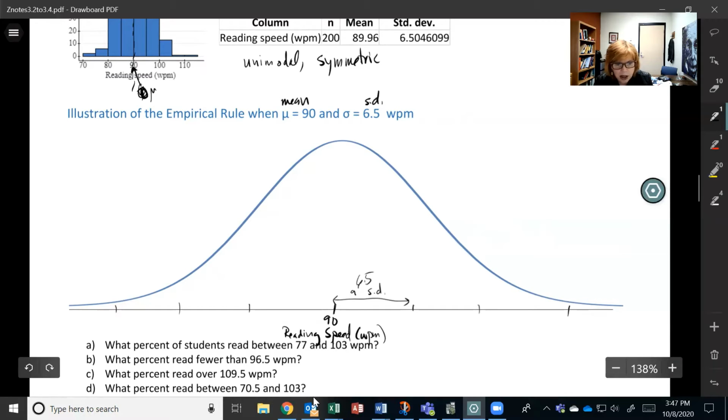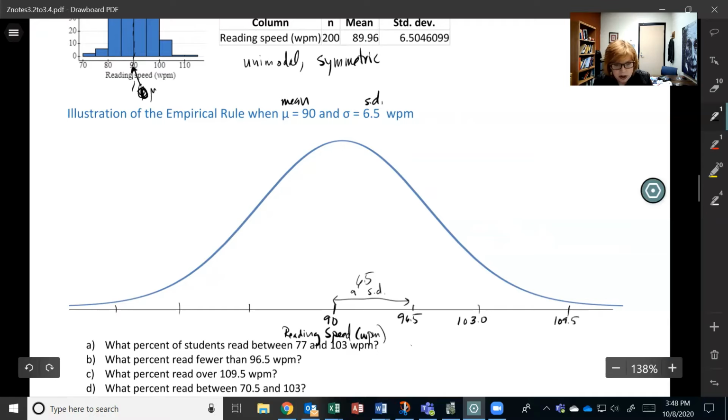So 90 plus 6.5 is 96.5. Now we're going to add another 6.5. So 6.5 and 6.5 is 13, so this is 103.0. And then I'm going to add another 6.5. 103 plus 6.5 is 109.5.